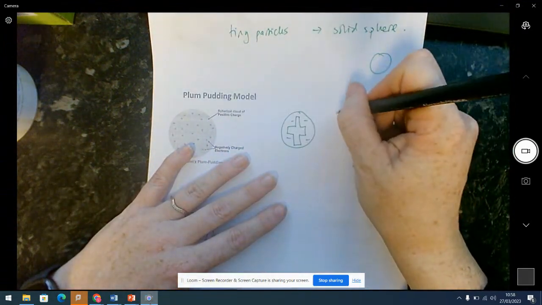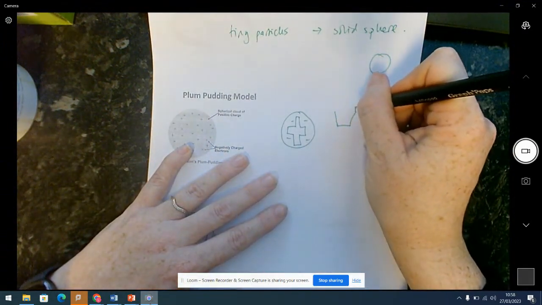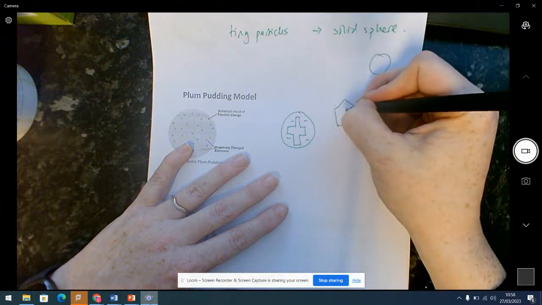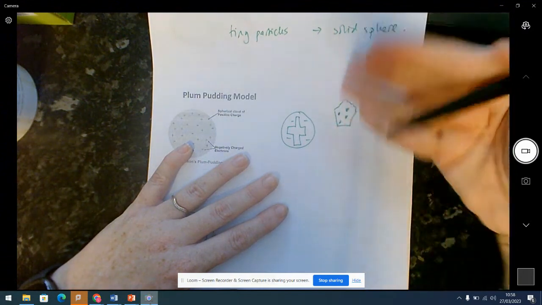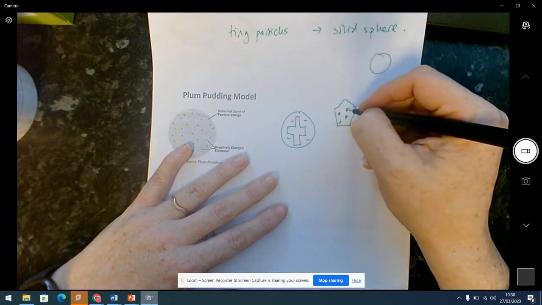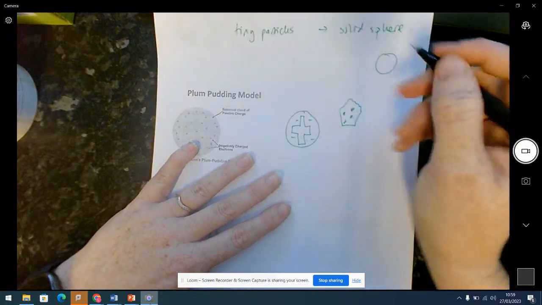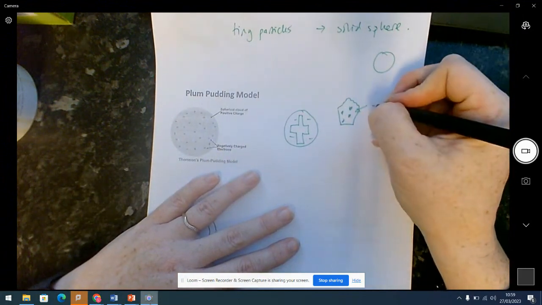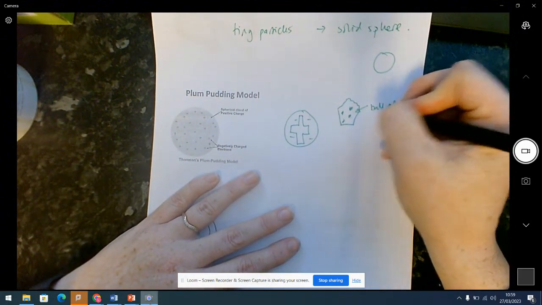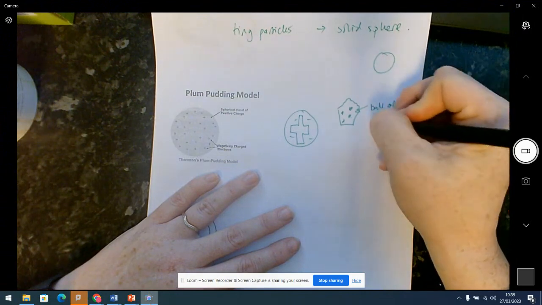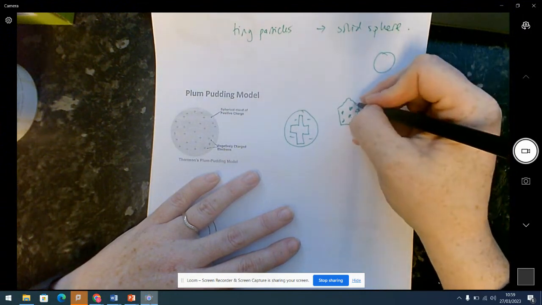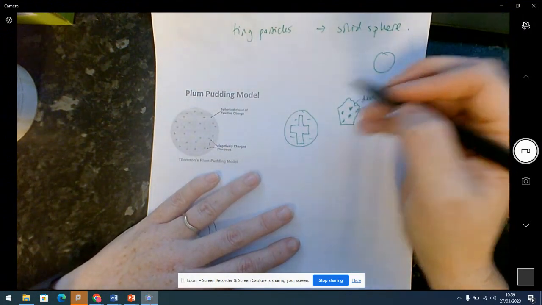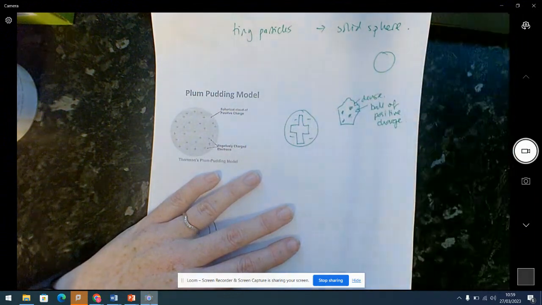So I want you to imagine a muffin. This is where my GCSE art pays off. If I take a blueberry muffin and cut it in half, what I will see is the dense part of the cake with the blueberries stuck in. That's similar to the plum pudding, where the dense part of the cake is our ball of positive charge. And that is dense, so nothing could pass through it, but it's made up of this ball of positive charge.